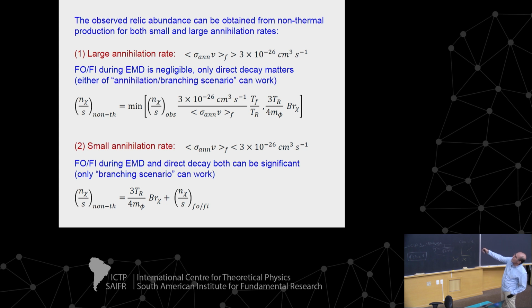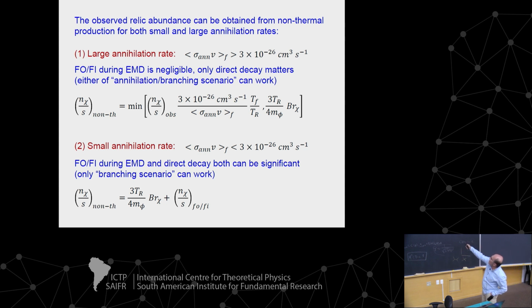So then, in order to really see what is the non-thermal abundance in the EMD scenario, we have these two broad regimes. One is the large annihilation rate scenario, large annihilation meaning larger than the nominal value. And in this case, depending on whether we get residual annihilation or not, the minimum of these two will be the final dark matter abundance.